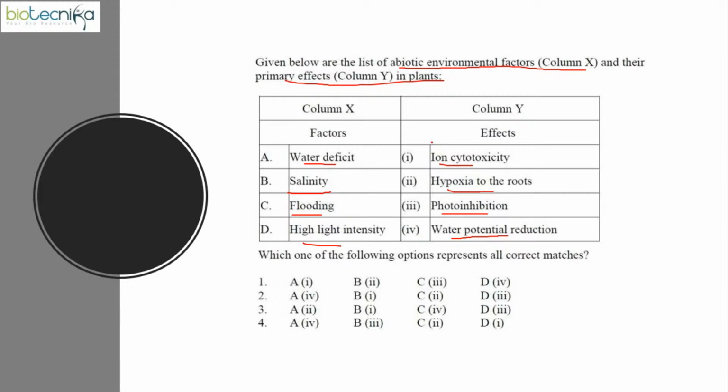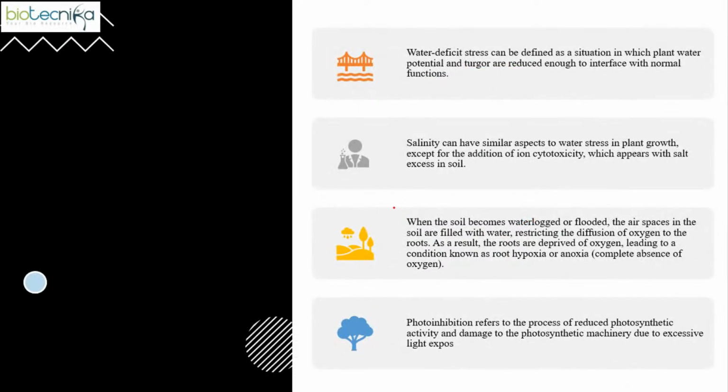In fact, this is a very easy question. Even if you have not studied stress physiology, you will be able to get to an answer for this question. So the correct answer, as you all have mentioned, yes, it is 2. So water deficiency results in water potential reduction. Salinity causes iron cytotoxicity. Flooding causes hypoxia in the root system, and obviously high light intensity will cause photoinhibition because this can cause damage to the cell organelles.